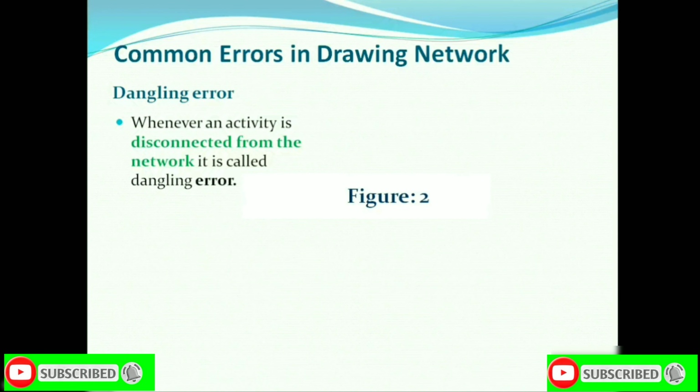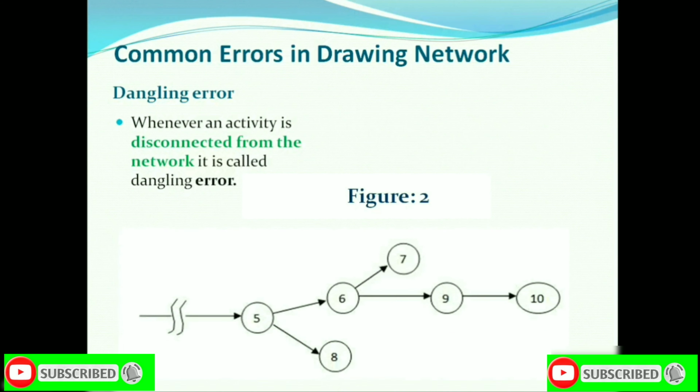Every activity of the project should be complete and connected with other activities. If an activity is disconnected from the network, it is known as dangling error. As you see in figure 2, here activities 5 to 8 and 6 to 7 are disconnected from the network. So we have to avoid such mistakes when drawing the network.